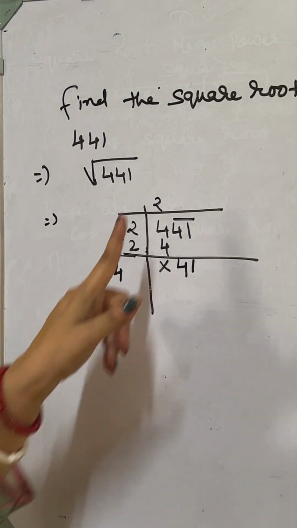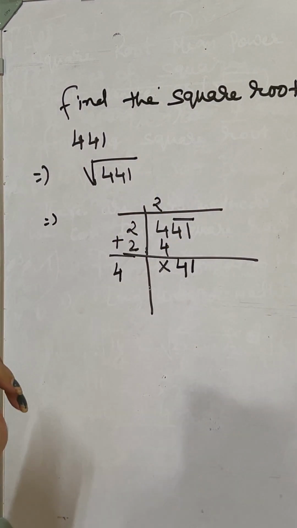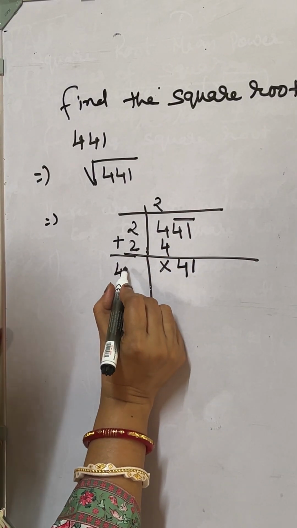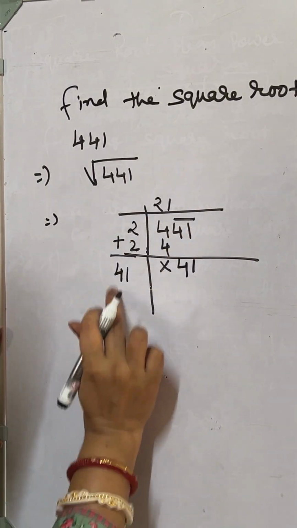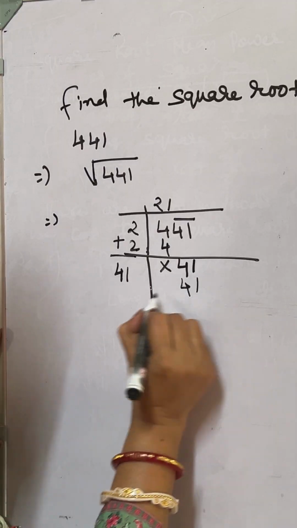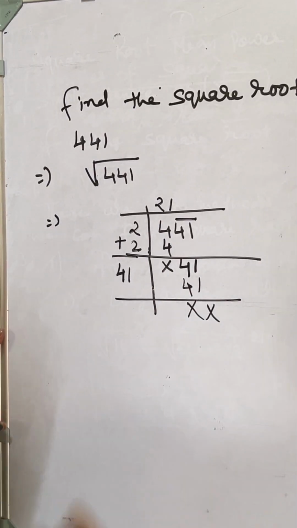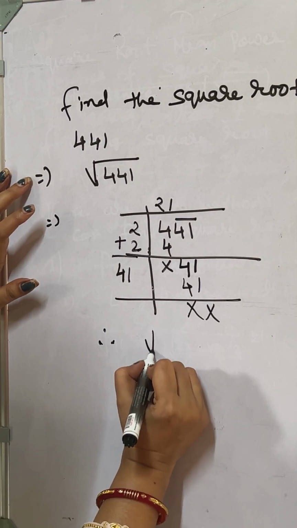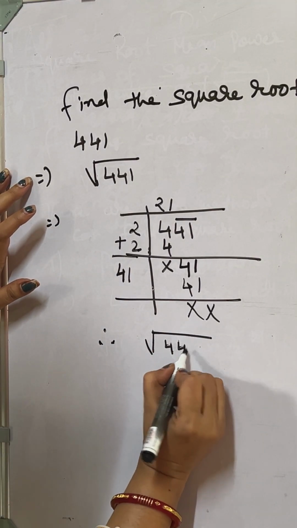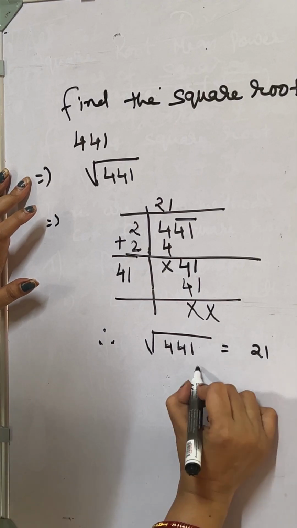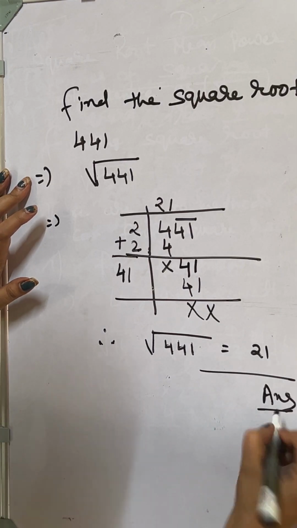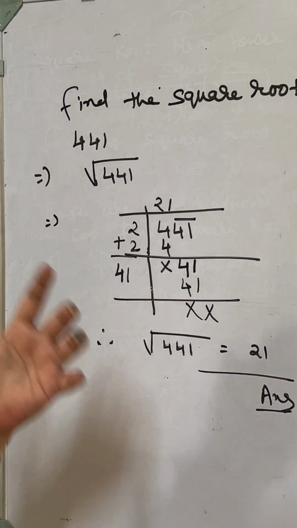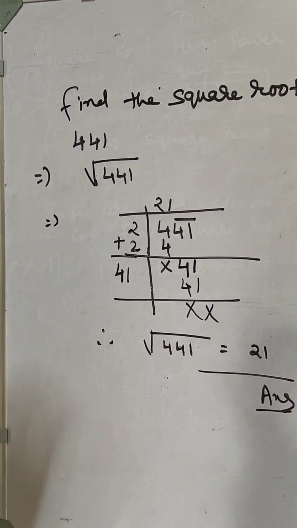If you put 3 here, here also 3, so it is 43 3s. So likewise, when we have seen 41, if we write 1 here and 1 here, we get 41 1s are 41, and finally we have cancelled. So how much have we got? 21. Therefore the square root of 441 equals 21. Answer. So children, this is the way by which we have understood how to find the square root by the long division method.